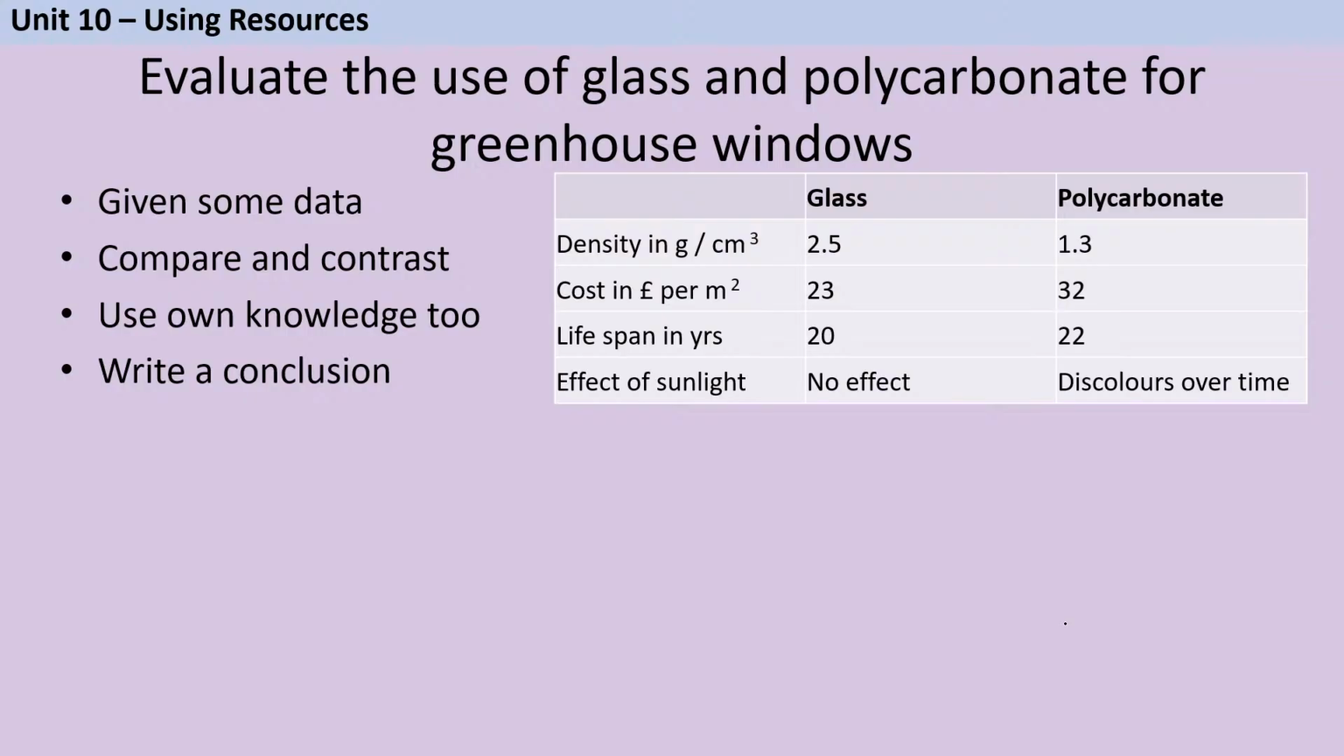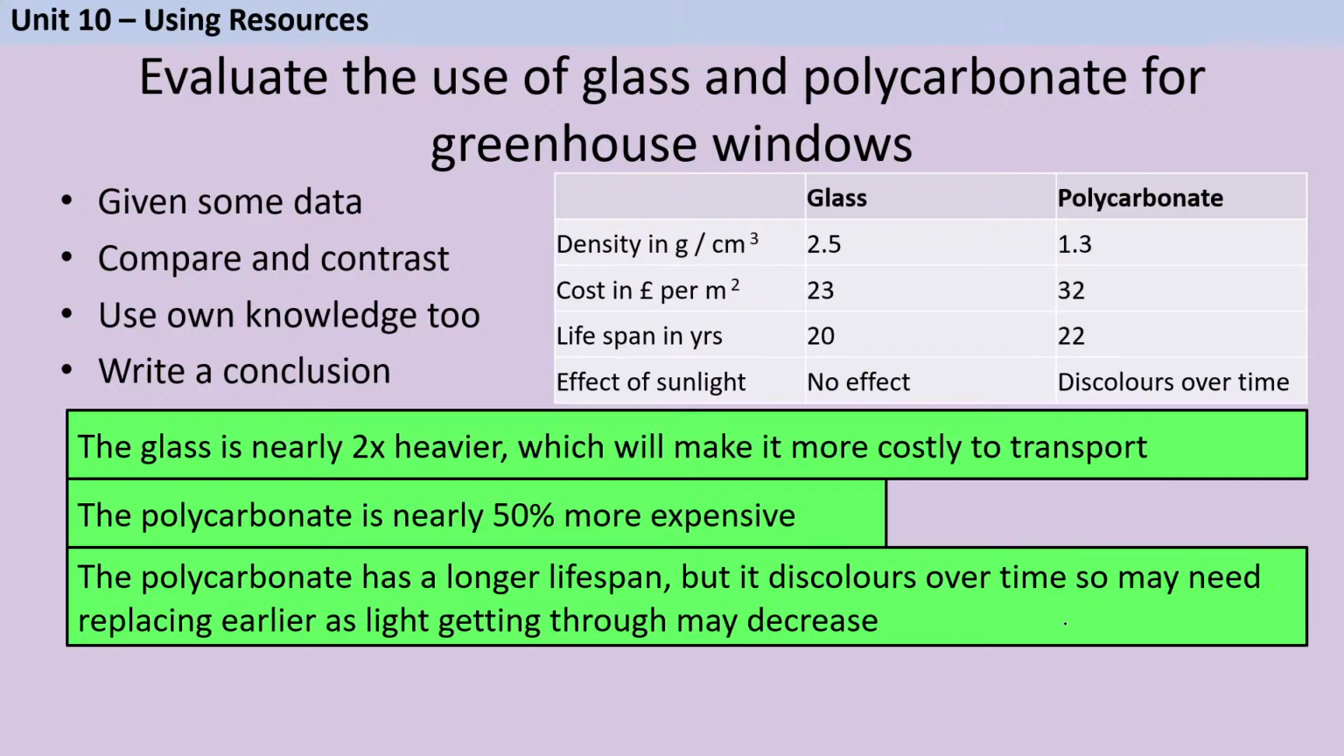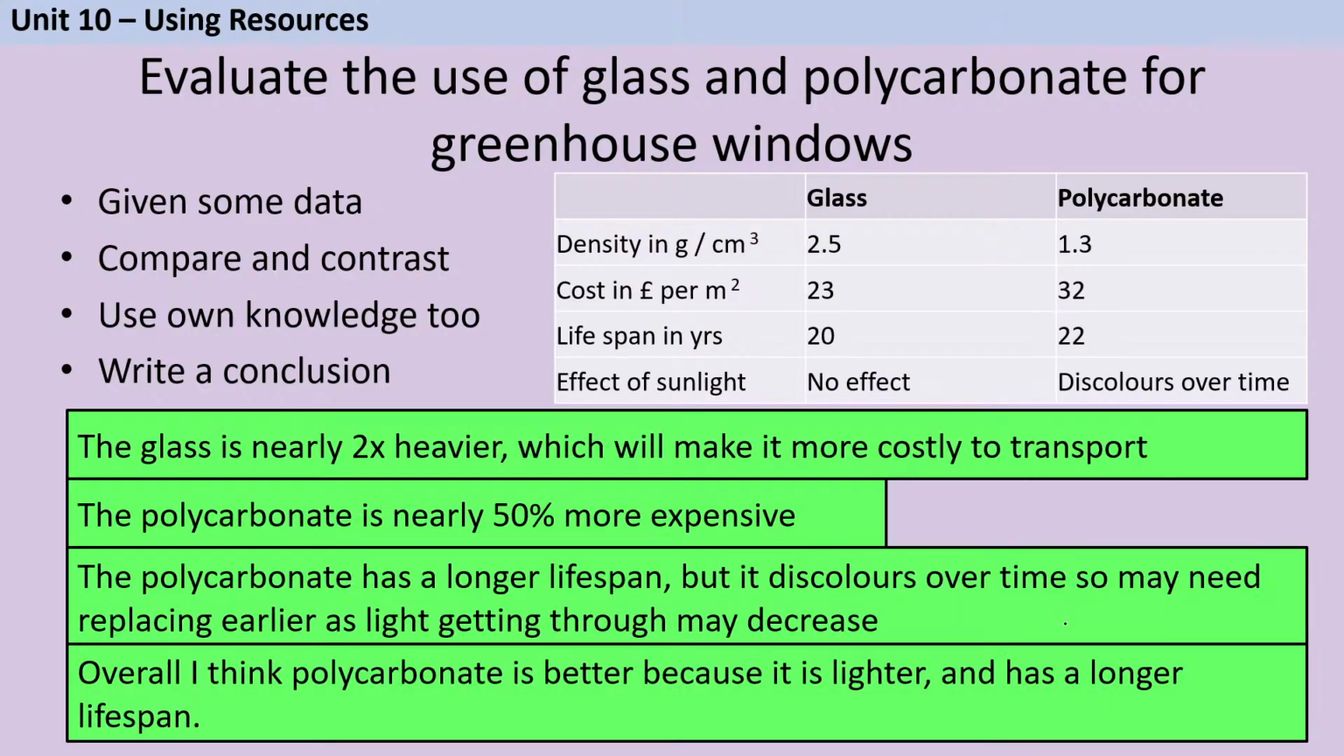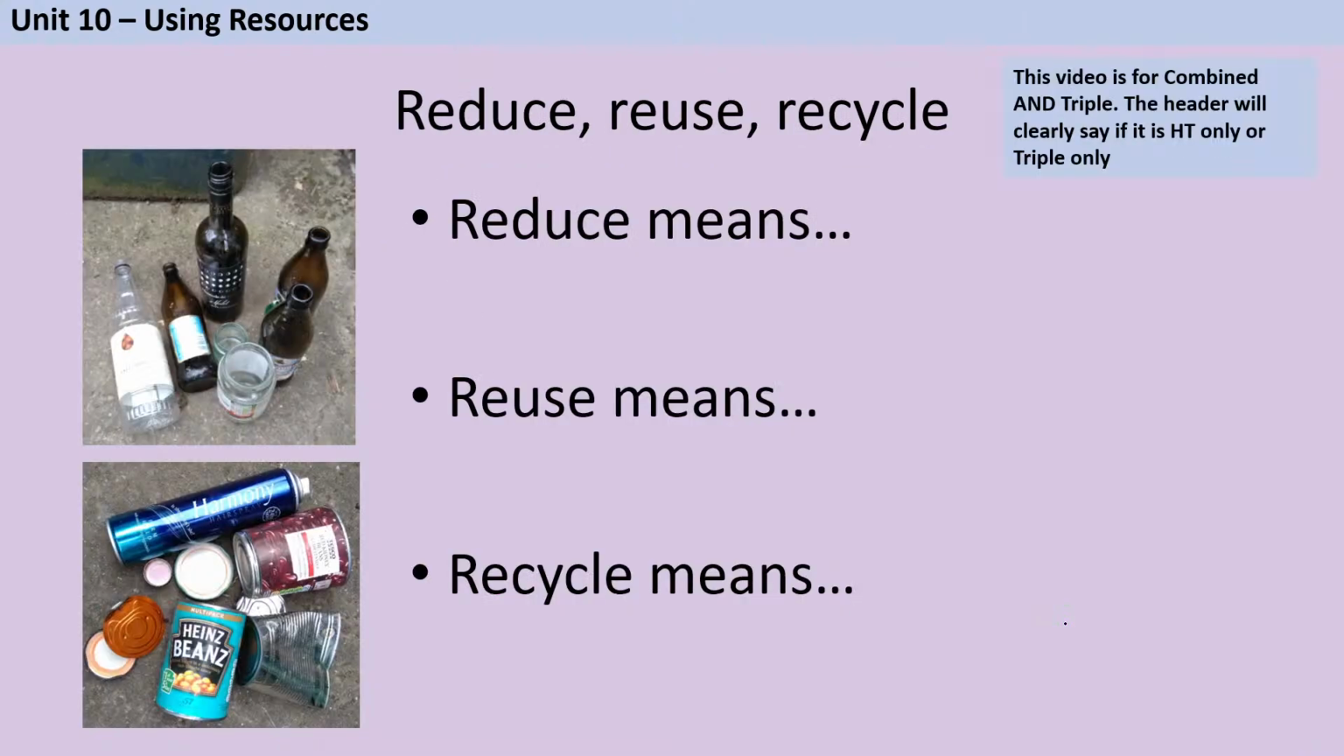And then also think about how it relates back to these 5 areas. So the fact that the glass is very dense means that it's going to be heavier. And that means that when it comes to transporting it, the lorry is going to spend more fuel. So that's going to be worse for the environment because it's going to release more carbon dioxide. So yeah, same sort of thing. And again, make sure you write a conclusion.